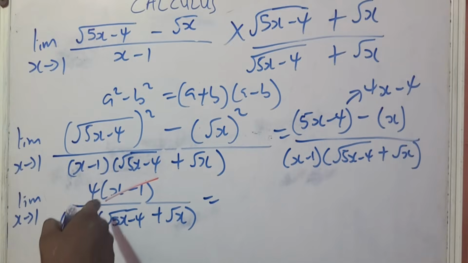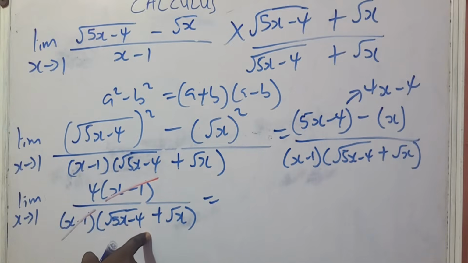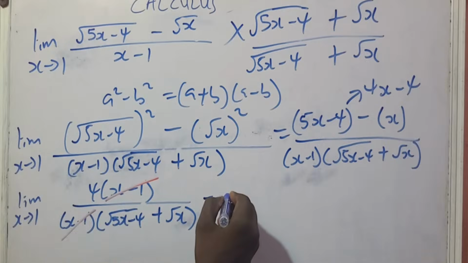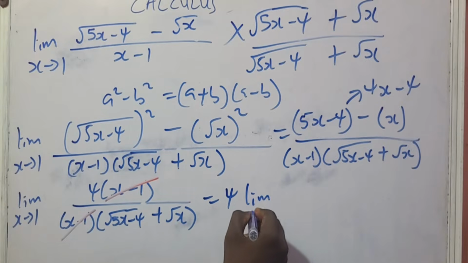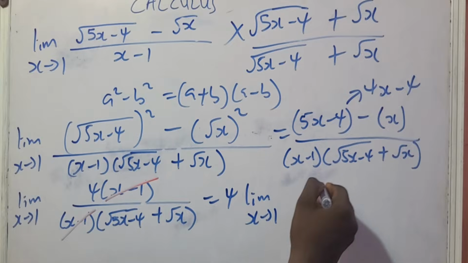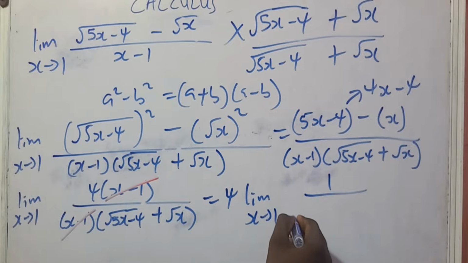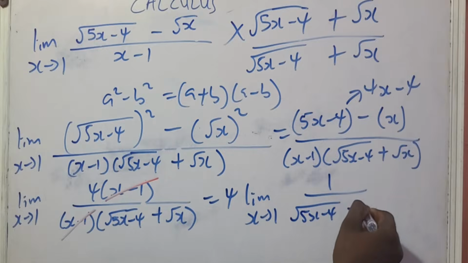Now, instead of writing 4, normally I could write 4 over all this as the next thing. But I want to bring this 4 outside. So I have it as 4. It's still okay. This is still permitted. So I will now have 1 over. Now I have the old denominator as square root of 5x minus 4 plus square root of x.